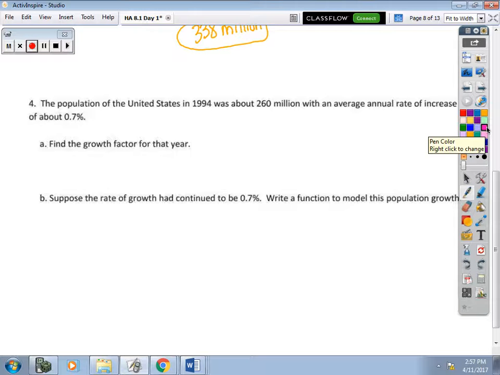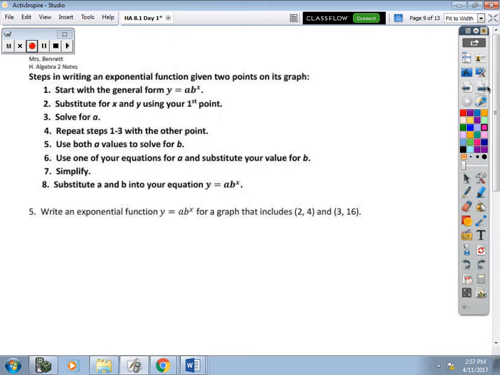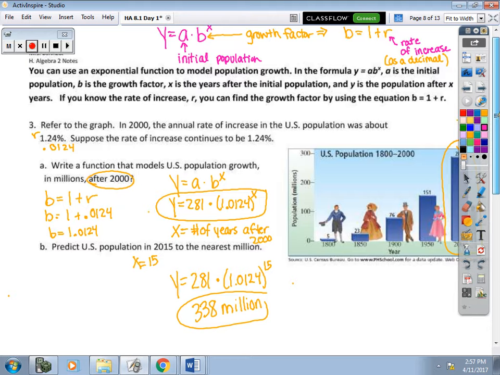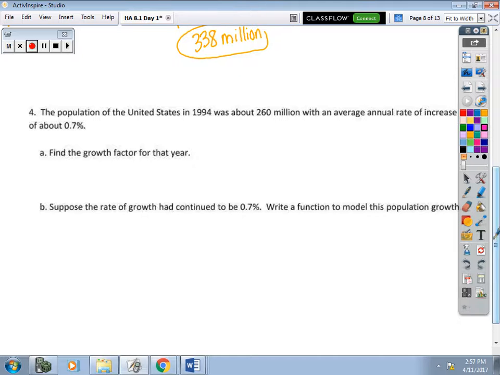Ahead and finish the examples we didn't get to in class, such as example 4 and also example 6, in case any of you need extra practice. So for example 4, it says the population of the United States in 1994 was about 260 million, with an average annual rate of increase of about 7%. So this is our initial amount.